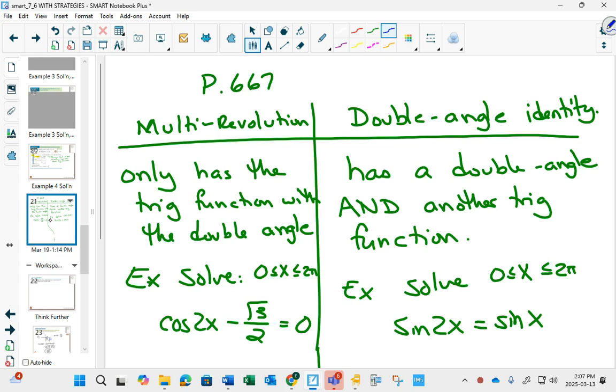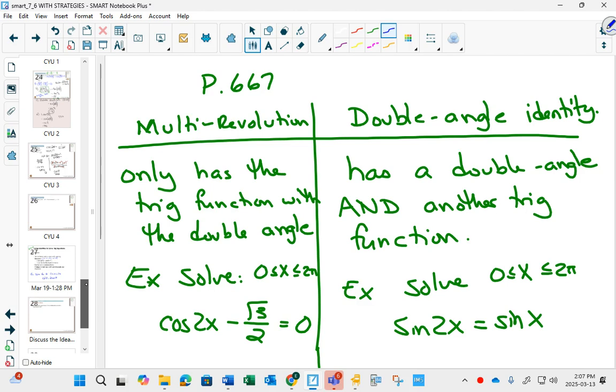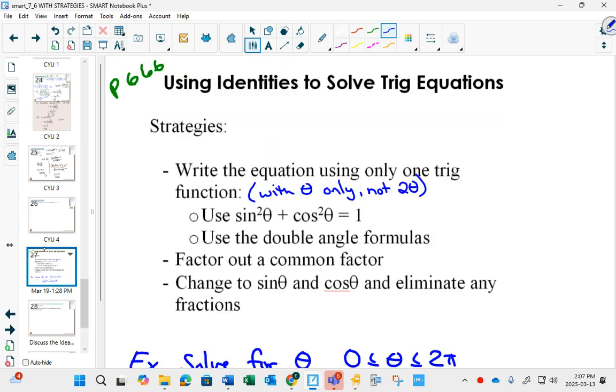So turn actually to page 600. Oh, there we go. I'm actually going to go this one first. 666, I think, is a blank page. Is that right?